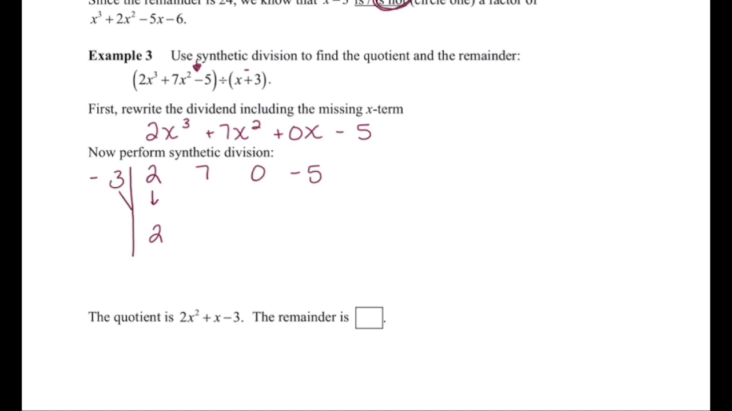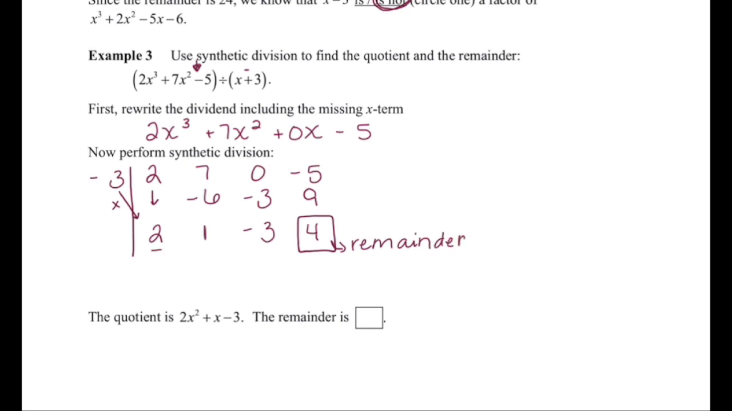Then I'm going to take negative 3 times 2, which is negative 6, and put that under 7. 7 minus 6 gives me 1. And I'm going to repeat. Negative 3 times 1 is negative 3. 0 minus 3 is still negative 3. And one more time. Negative 3 times negative 3 is positive 9. And negative 5 plus 9 is 4. This last number will always be your remainder, if there is a remainder.